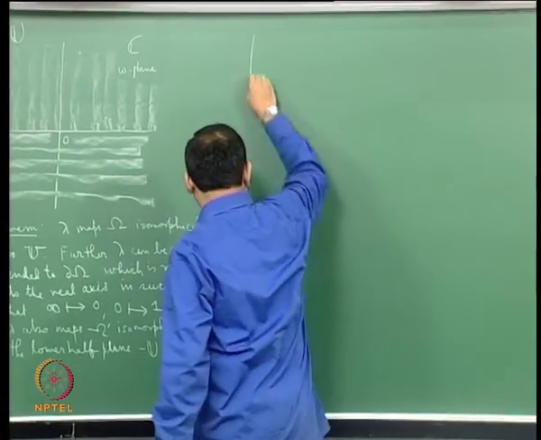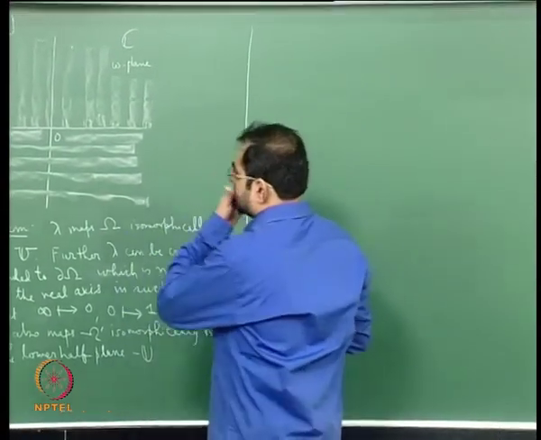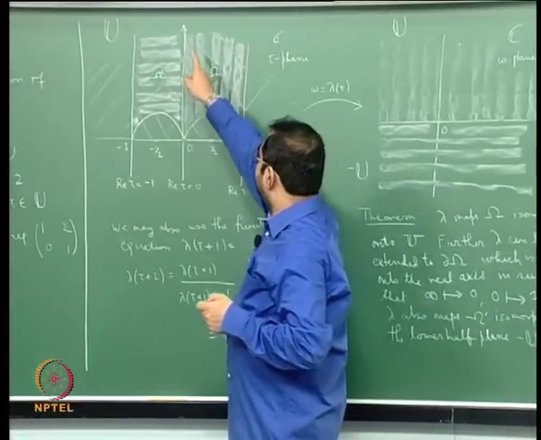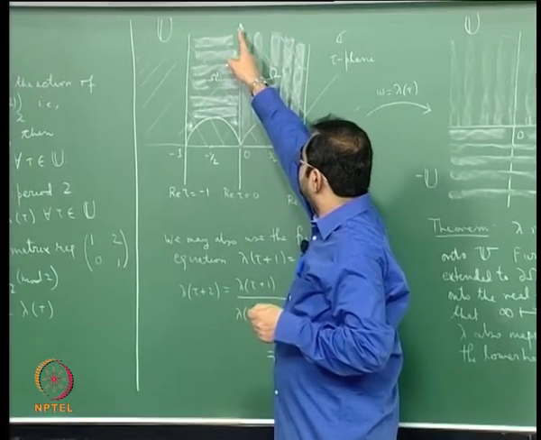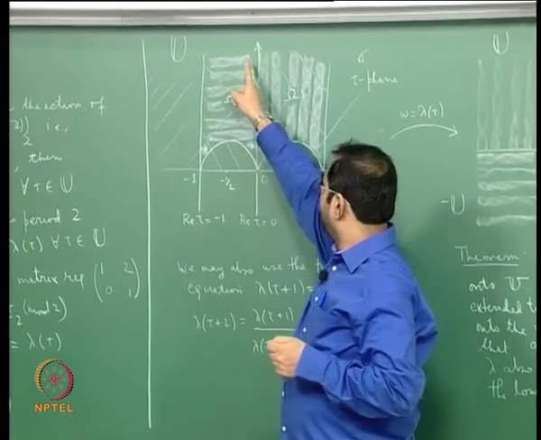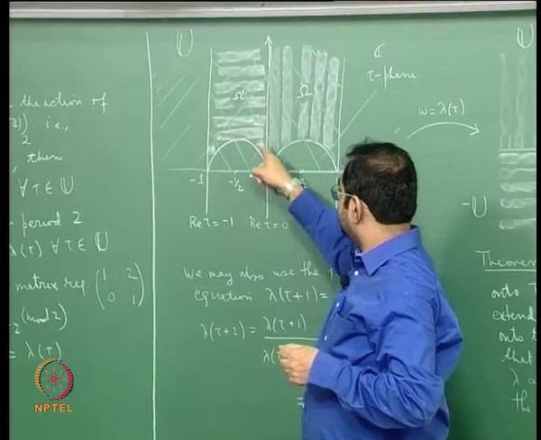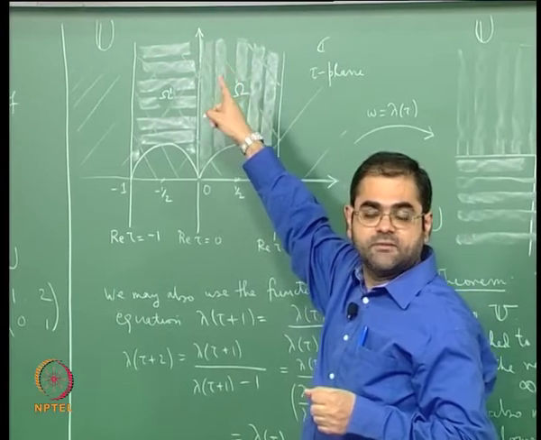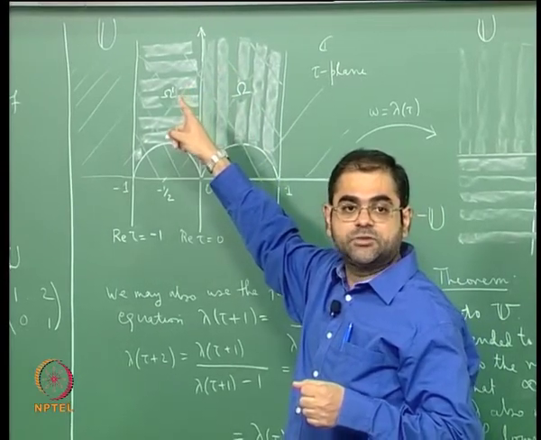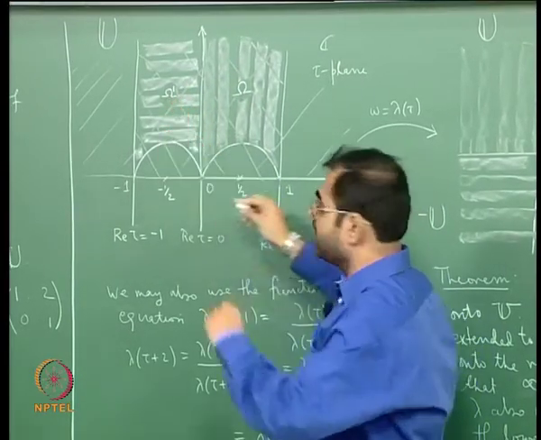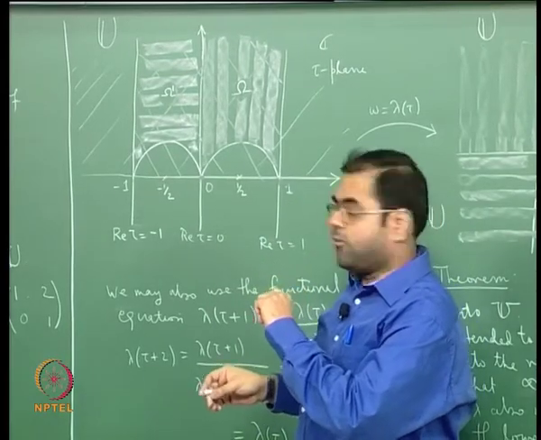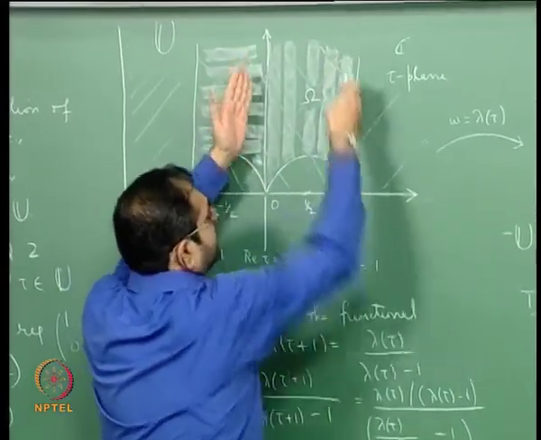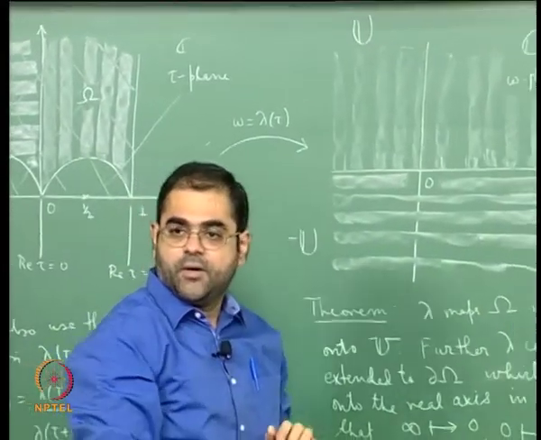As a first step towards that, I'm going to try to prove this. So the first thing I'm going to try to show is that the value of lambda on this boundary is actually real. Because after all, what lambda is doing is mapping this whole thing onto the real line.